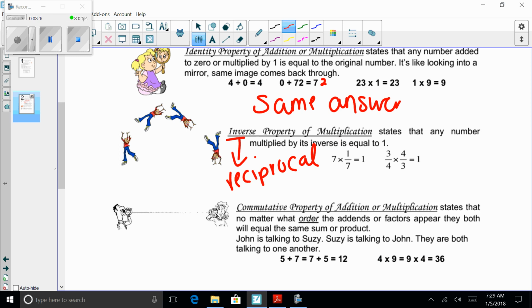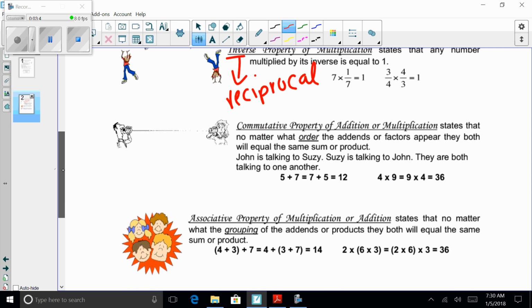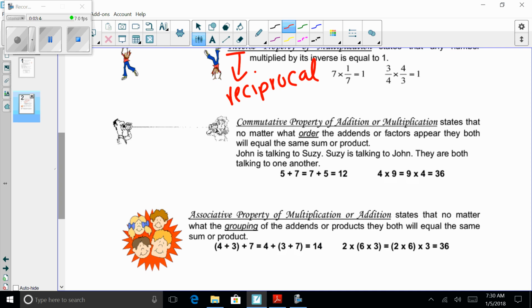So it says John is talking to Susie. Susie is talking to John. They are both talking to one another, so it doesn't matter which order they come in because the answer is still going to remain the same. If you look at your examples, 5 plus 7 is the same thing as 7 plus 5. You still get 12 as an answer. 4 times 9 is the same as 9 times 4. You still get 36. So for our notes for this one, I'm going to say that you can move within the community.